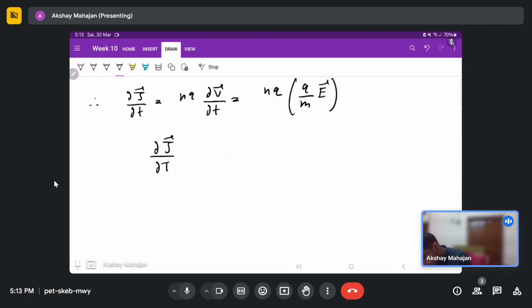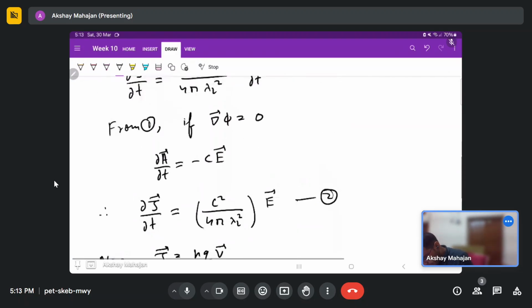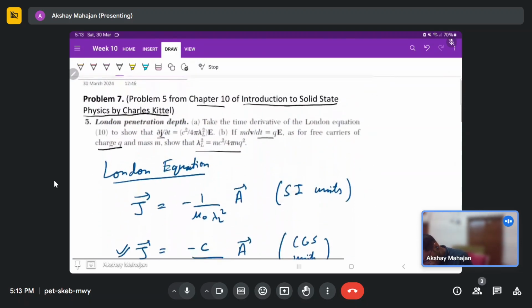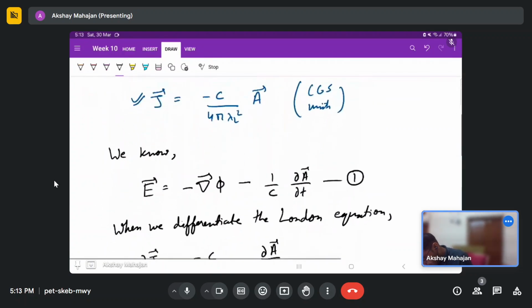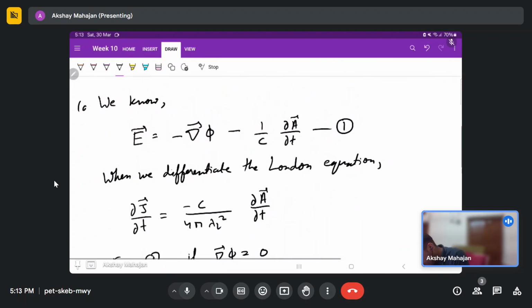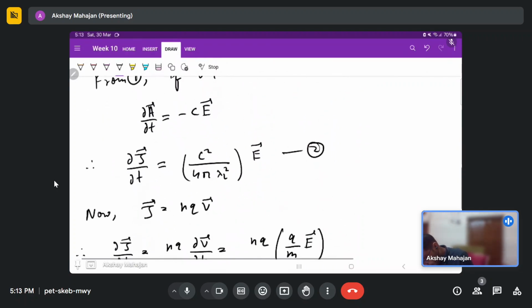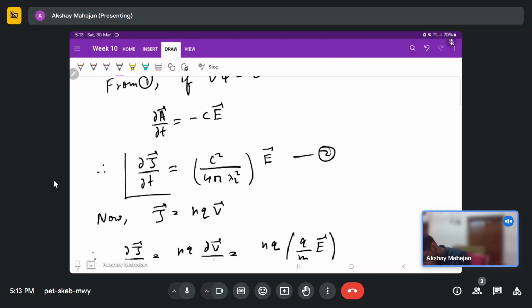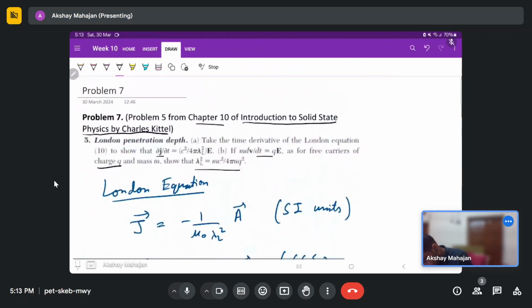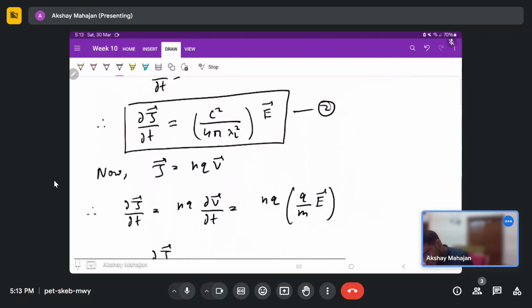by del T. Okay, we have part A and part B. We have to show, okay, so sorry. First of all, we were doing part A, and in part A we have done this. So this was our part A, what was done here. This is what we have to do: del J vector by del T is c square upon 4 pi lambda L square times E vector. Okay, this was our equation 2.